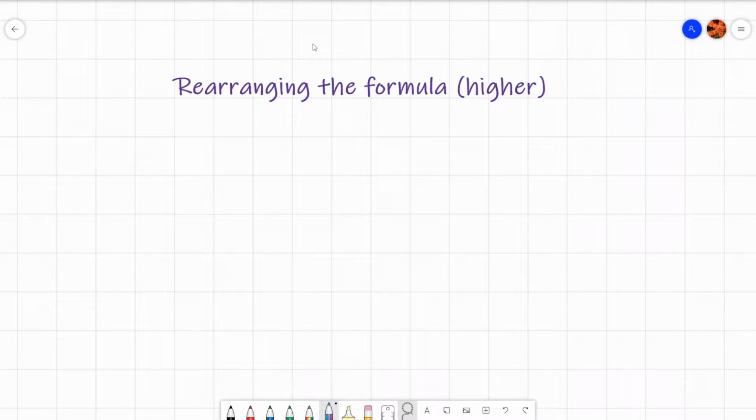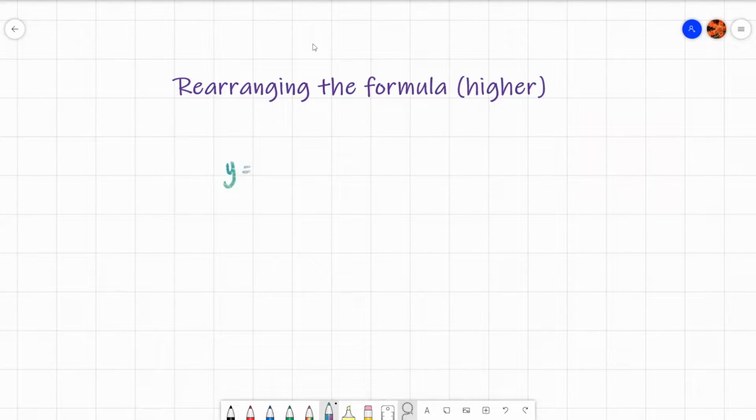Rearranging the formula, higher. Today's lesson will be looking at rearranging the equation, and we will be looking at higher level questions that you will be expected to answer if you're doing the higher paper or you're aiming for the higher grades. Let's have a look at some easier questions at the start, and then we'll have a look at some very tricky questions.